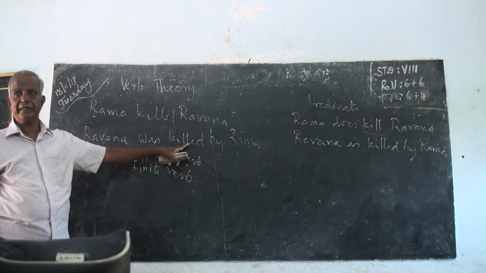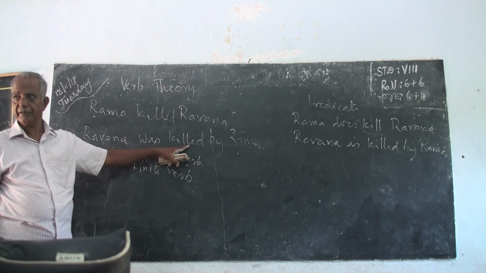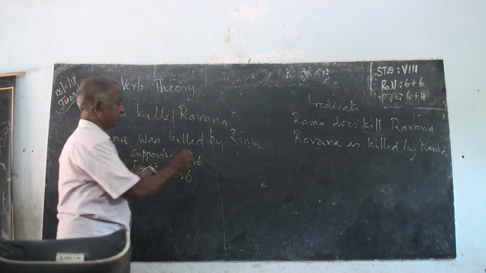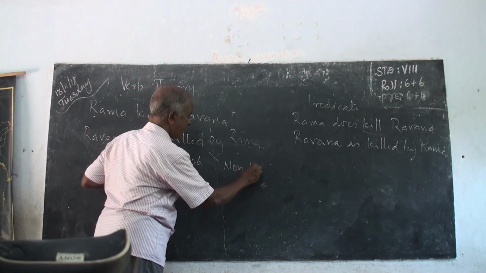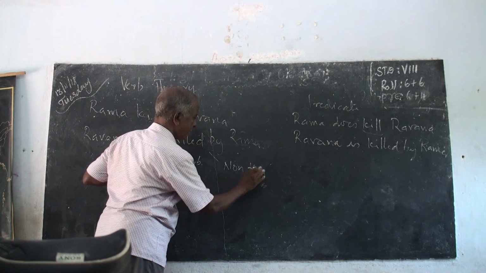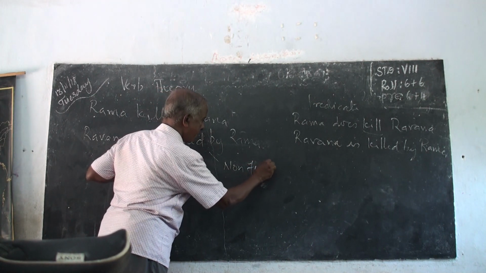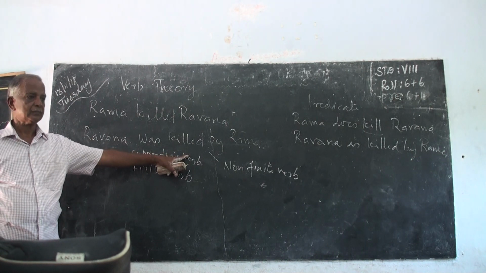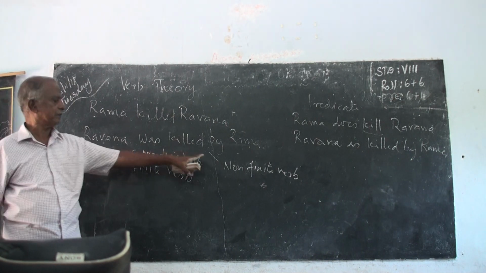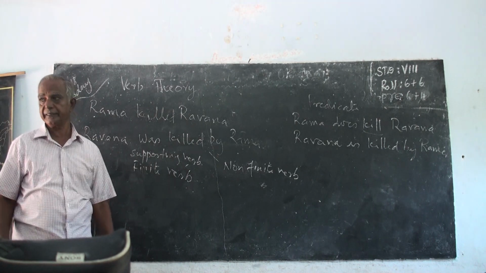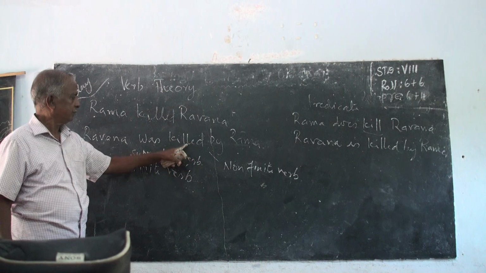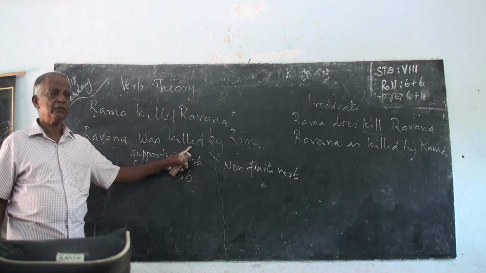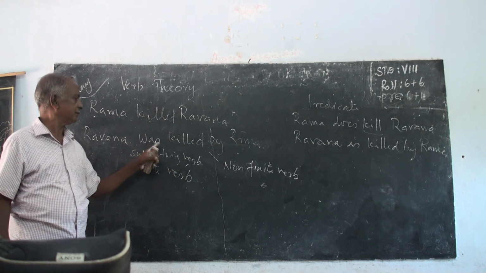What is this killed? Finite verb or non-finite verb? It will not undergo any change. So it is a non-finite verb. This is a finite verb, this is a non-finite verb. There will be only one finite verb in a sentence. This is the past participle of kill. So the question is, how can this support this?